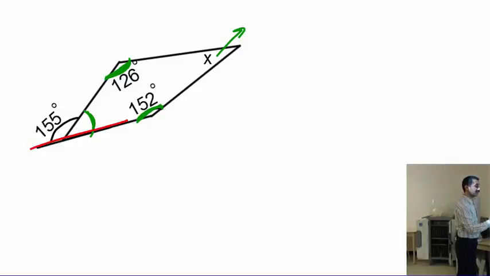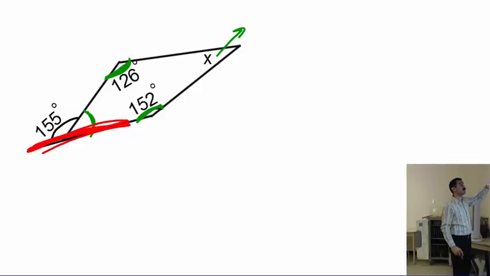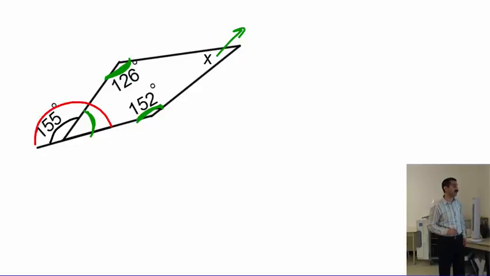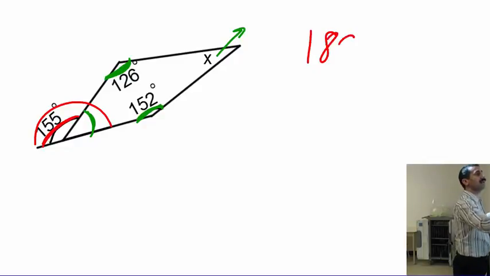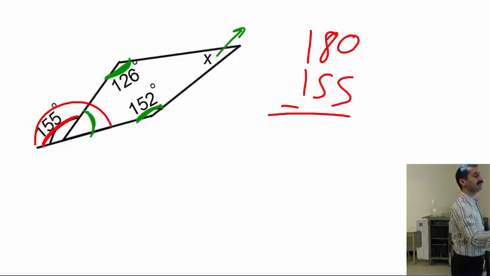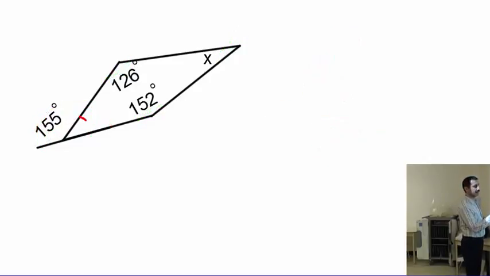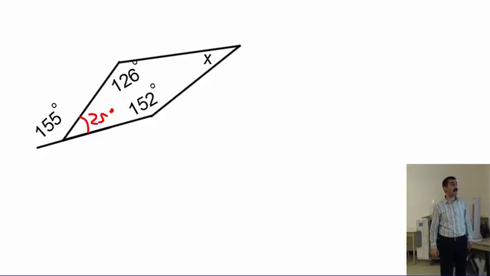Remember, this is a straight line. You will mix all the rules together. So that's a straight line. From here to there, it's supposed to be 180 degrees. Since I know this is 155, so 180 and 155, subtract from each other, you will get 25. And you know now this is 25 degrees.